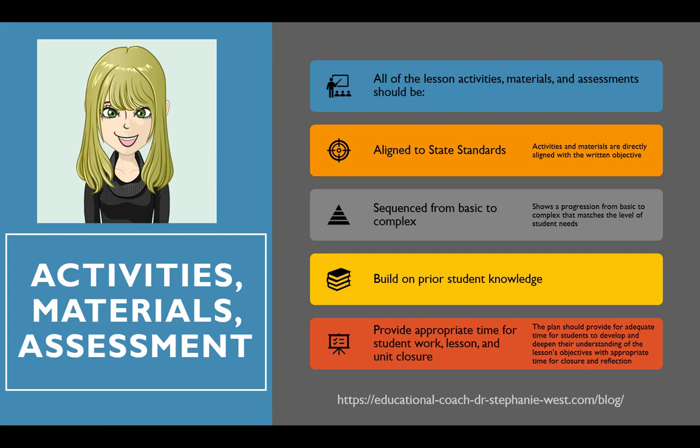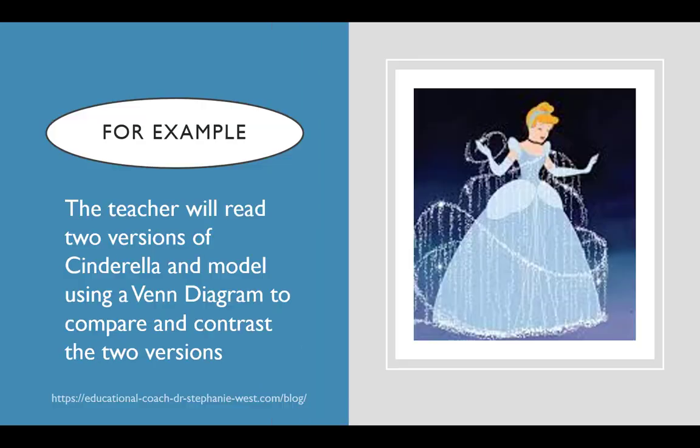There should be adequate time for students to develop and deepen their understanding of the lesson's objective, with appropriate time for closure and even reflections. So here's an example of an activity with its materials and assessment. The teacher will read two versions of Cinderella and model using a Venn diagram to compare and contrast the two versions.